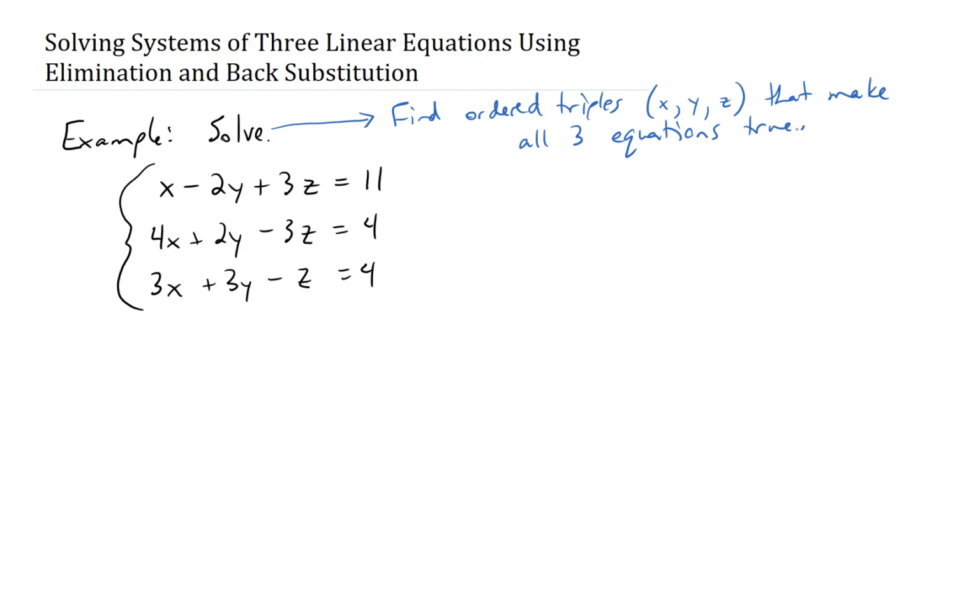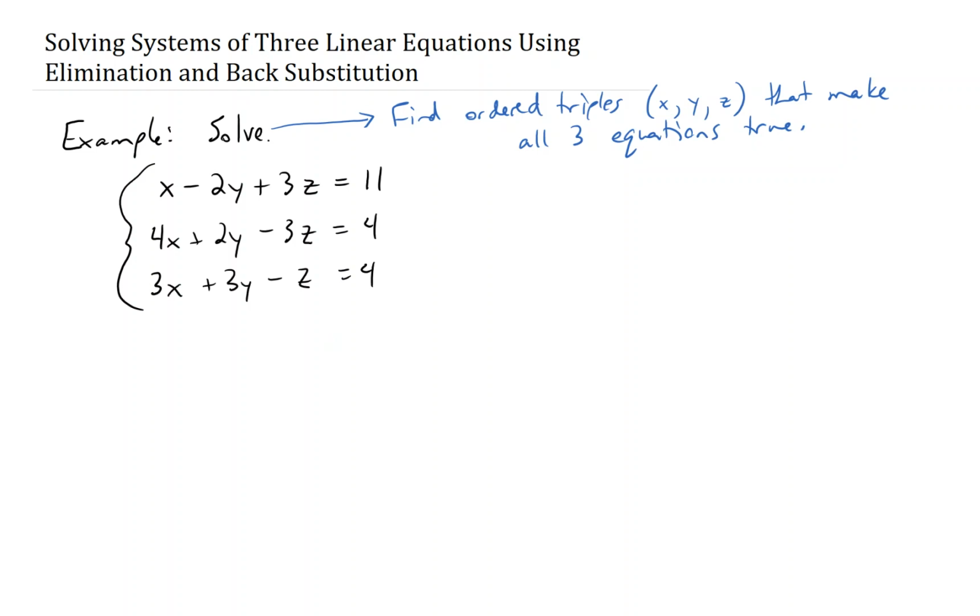Okay, and for the purposes of what I'm teaching in this video, most of these systems will have exactly one ordered triple that makes all three equations true. Sometimes there are no ordered triples that make all three equations true. Sometimes there's an infinite number of ordered triples. We're going to focus on the most common case here though, where you get one ordered triple.